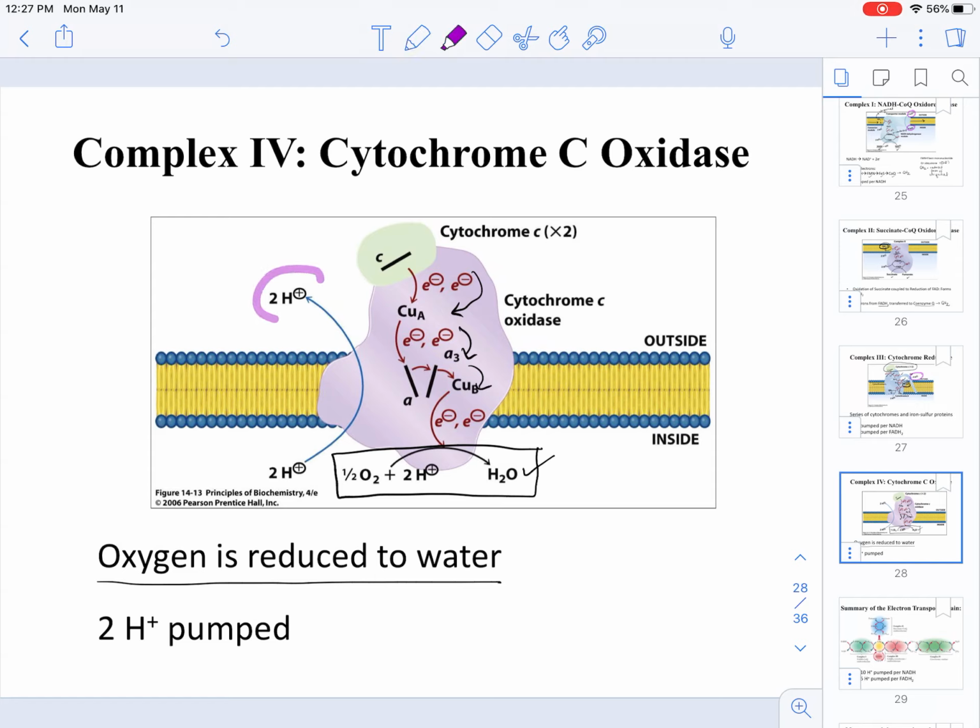So far we have seen that complex 1, 3, and 4 are proton pumps. And that's what leads to the formation of that proton gradient that I explained previously in this video.